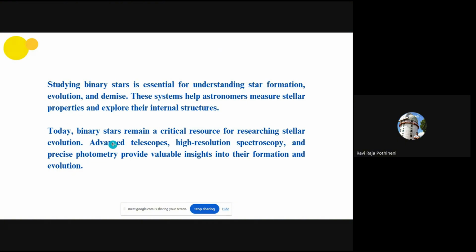Now, because of the advancement, we have very good telescopes. We have very brilliant space telescopes, whether it is TESS or Kepler, or now we have JWST. And we have very high resolution spectroscopy. Thanks to space telescopes, we have very precise photometry, which helps us to study these binary systems with great precision.